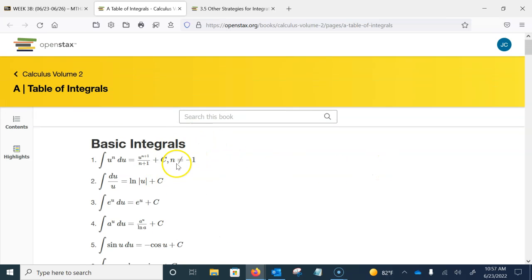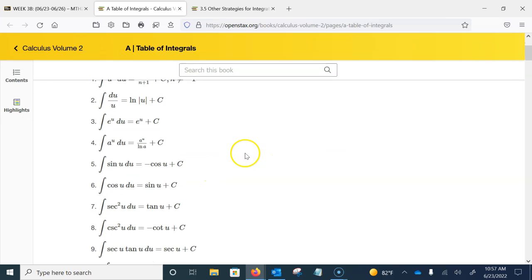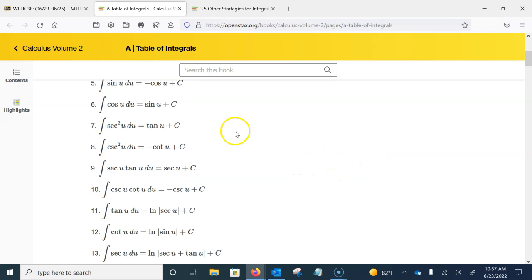So the first part of the table is basic integrals. These are all integrals. There's the power rule, there's 1 over u, which is the natural log of u, etc. These are all integrals that were introduced in Calc 1. Okay, and most of them are just direct results that can be proven, or direct results from knowing the derivative of a function and knowing that the antiderivative simply goes backwards.